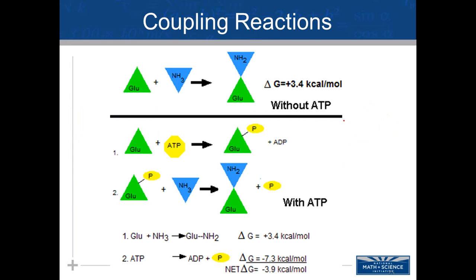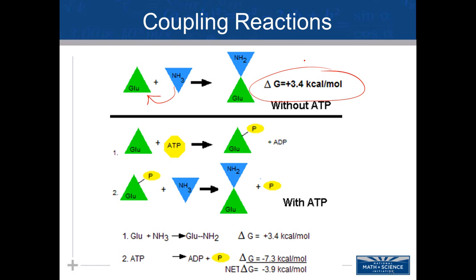We have a reaction in which we are going to take glucose and we want to add ammonium to it. Now, in order to do that, that is an endergonic reaction, and it requires 3.4 kilocalories per mole, and it doesn't happen spontaneously. Okay, it requires an energy input. But now watch what happens.